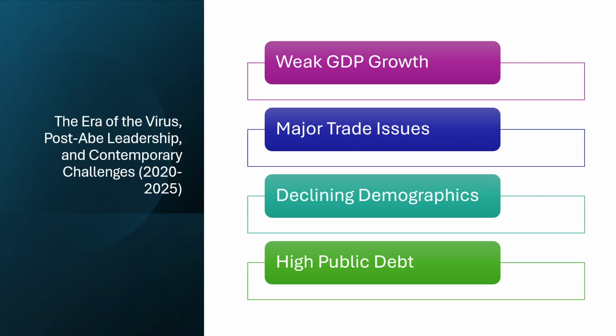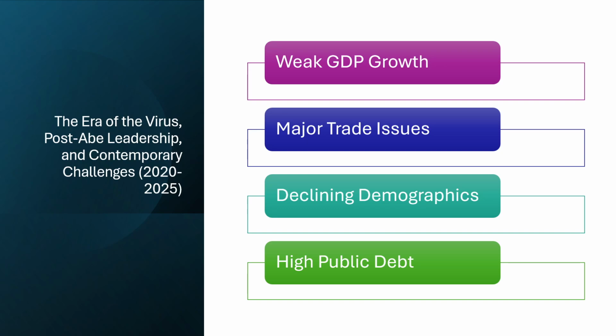COVID-19, post-Abe leadership, and contemporary challenges, from 2020 to 2025. The COVID pandemic led to border closures, a delayed Tokyo 2020 Olympics, and economic contraction. Abe resigned in 2020. Successors Yoshihide Suga and then Fumio Kishida struggled with approval ratings and policy continuity. Japan gradually reopened, pursued digital transformation, and confronted labor shortages.